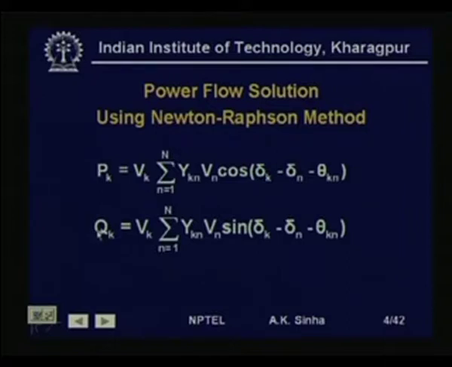Similarly, the reactive power injection at bus k is given by the relationship Q k is equal to V k summation n is equal to 1 to capital N, magnitude of y k n, V n sin of delta k minus delta n minus theta k n.